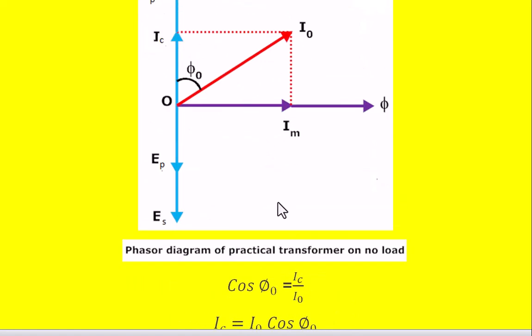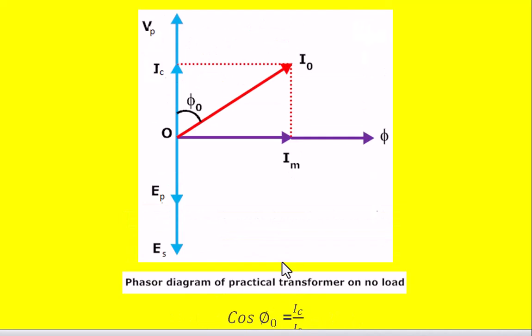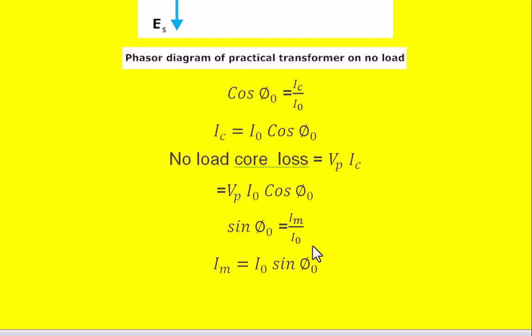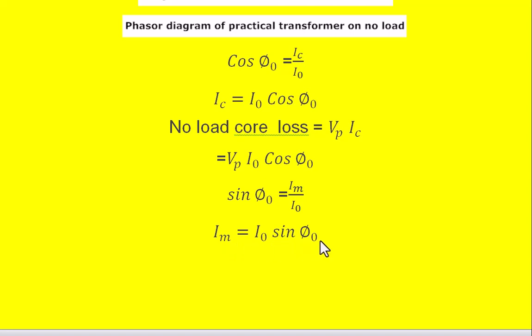From this vector diagram we can write cos phi naught as IC by I naught. Similarly, sin phi naught is Im by I naught. So cos phi naught is equal to IC by I naught. From this we can write IC as I naught cos phi naught. Similarly, the no load core loss is Vp into IC, which is measured by the wattmeter connected in the circuit. Then IC can be replaced with I naught cos phi naught. Similarly, sin phi naught means Im by I naught, so Im is I naught sin phi naught.